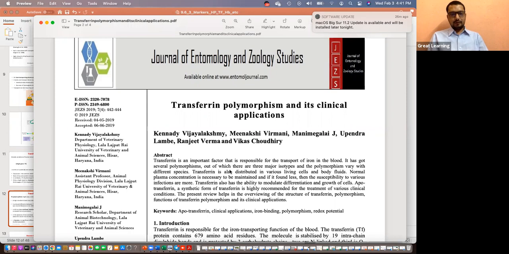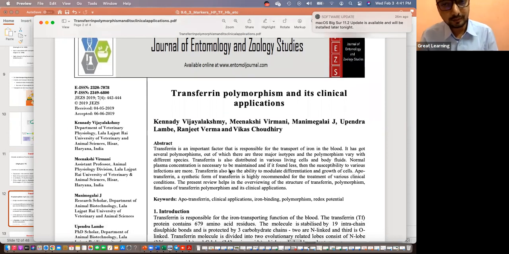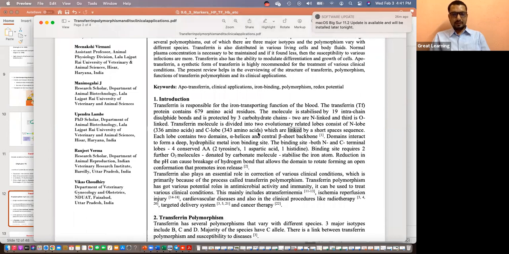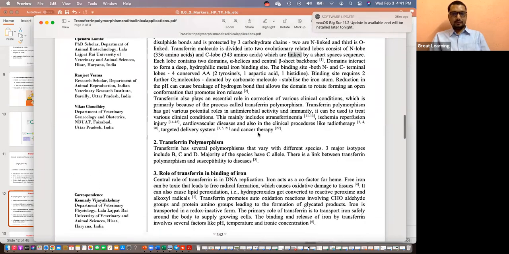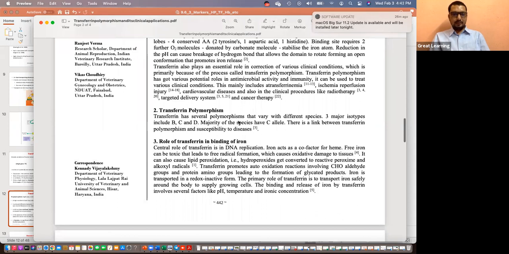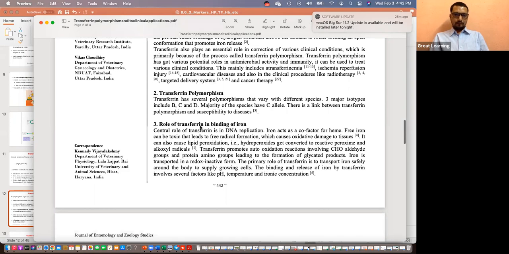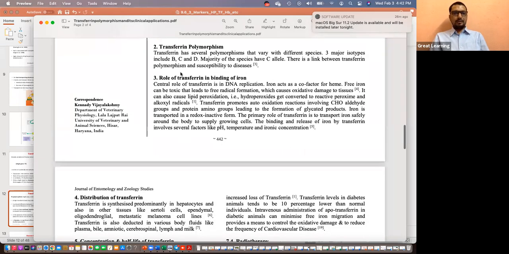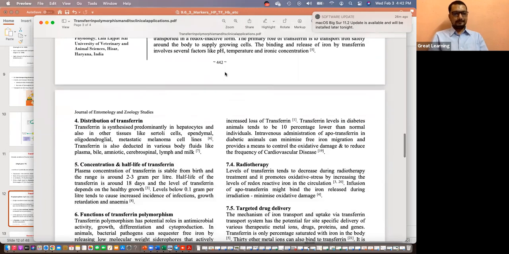So what did I find? I wanted to add a few points to our discussion from this: transferrin polymorphism and its clinical applications. The study came out very recently. They talk about these TF versions and more details that we don't need. But basically, transferrin has three major isoforms, the B, C and D forms, and most of us actually have the C allele. Then some susceptibility to diseases and polymorphism is seen, so some link between a disease condition and transferrin polymorphism is seen. Let's make a few points on this.